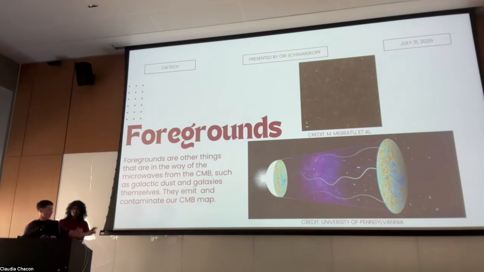But the waves had to get through a lot of foregrounds to reach us. The foregrounds are other things that are in the way of the microwaves from the CMB, such as galactic dust, which is shown in this image here, and galaxies, which are made of stars. This image shows the normal CMB, and then when it reached us, it had to go through all this other stuff, and you can see there are slight distortions: some hotspots are bigger, and some look a little warped. And over here, this is the cosmic infrared background, the CIB, which was also emitted by a bunch of stuff, and it all contaminates our map.